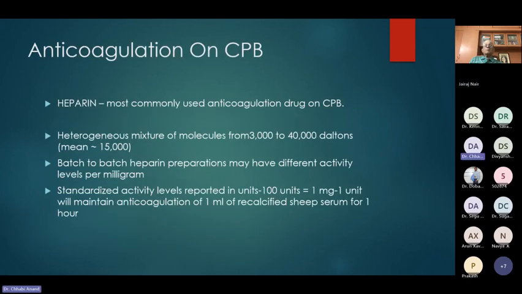Anticoagulation on CPB. Heparin is the most commonly used anticoagulant drug on CPB. It is a heterogeneous mixture of molecules from 3,000 to 40,000 Daltons. Mean is 15,000. Batch to batch, heparin preparations may have different activity levels per milligram. Standardized activity levels are reported in units, that is 100 units per mg. One unit will maintain anticoagulation of 1 ml of recalcified sheep plasma for 1 hour.